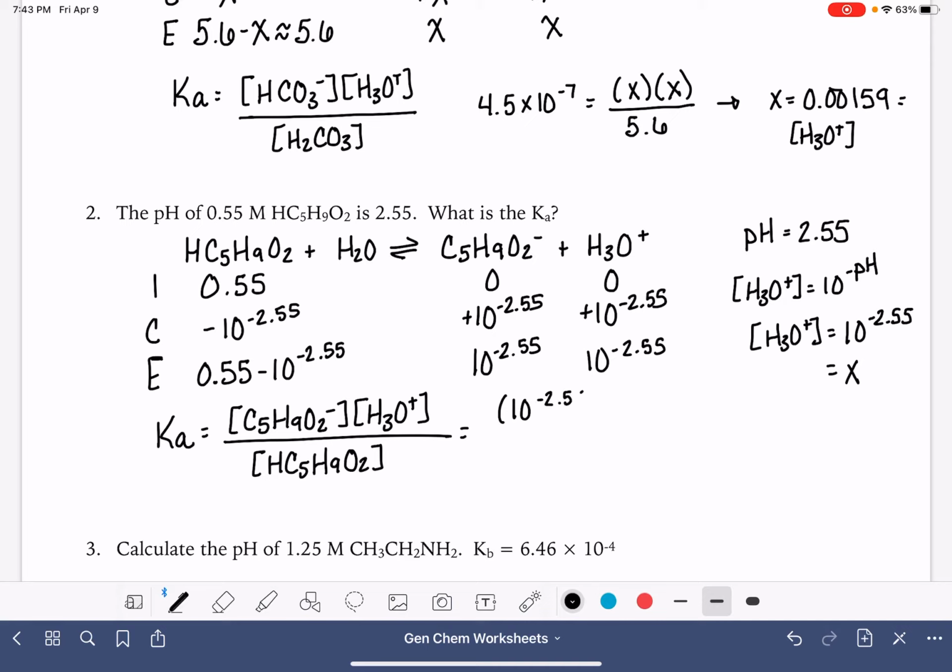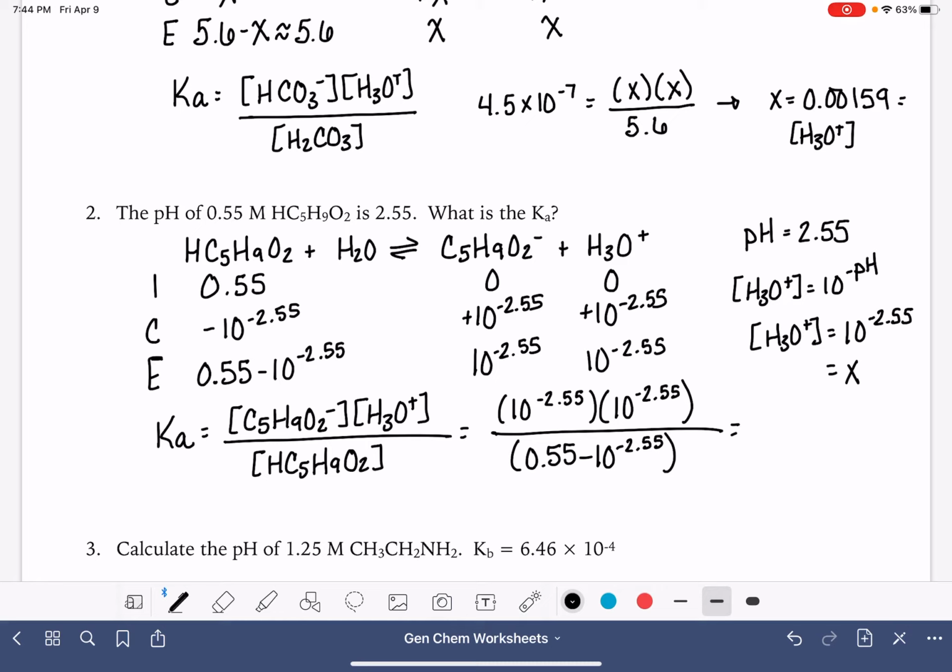10 to the negative 2.55, that's our value of C5H9O2 minus. 10 to the negative 2.55 is our value of H3O plus. And 0.55 minus 10 to the negative 2.55, that is our value for HC5H9O2. So now we just need to figure all of this math out.